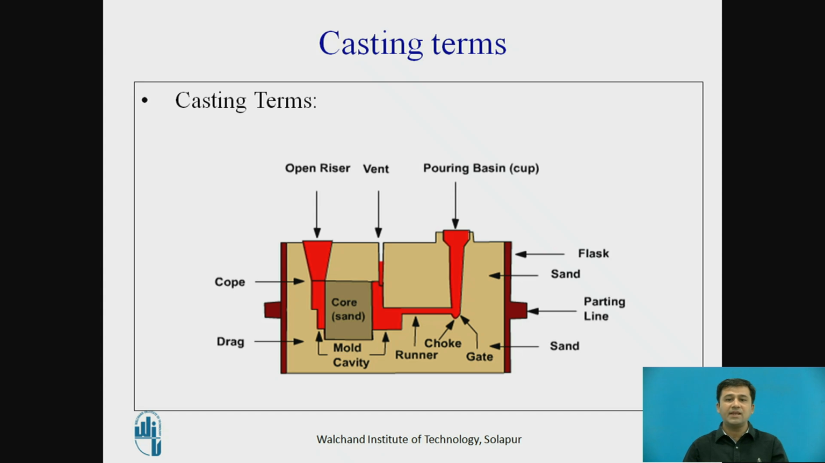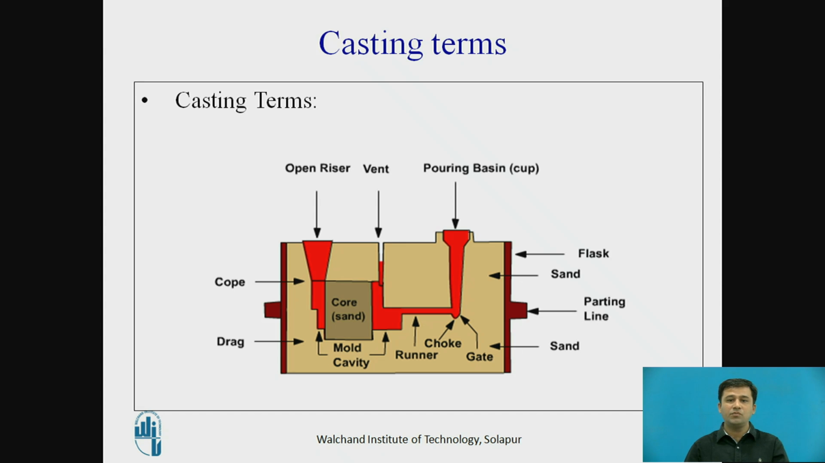Now, the second term in casting is called sand. What is sand? Sand is not used directly. It is a mixture of dry sand, plus moisture, plus some amount of clay, so that this sand is mixed and used in the casting process.